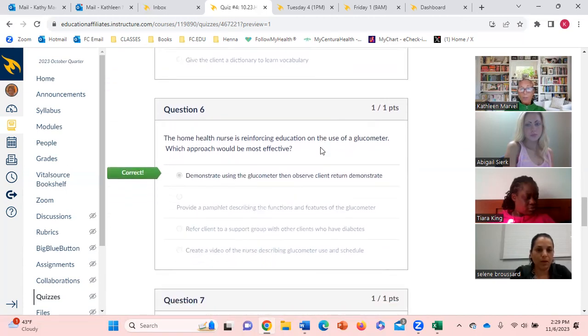The home health nurse is reinforcing education on the use of a glucometer. Which approach would be most effective? Again, another keyword: most effective. Did anybody select anything other than A? We want to demonstrate, it's that teach-back method. We want to demonstrate and then have them return the demonstration. It's how I learn more, hands-on. It's a very effective teaching strategy, the teach-back method.